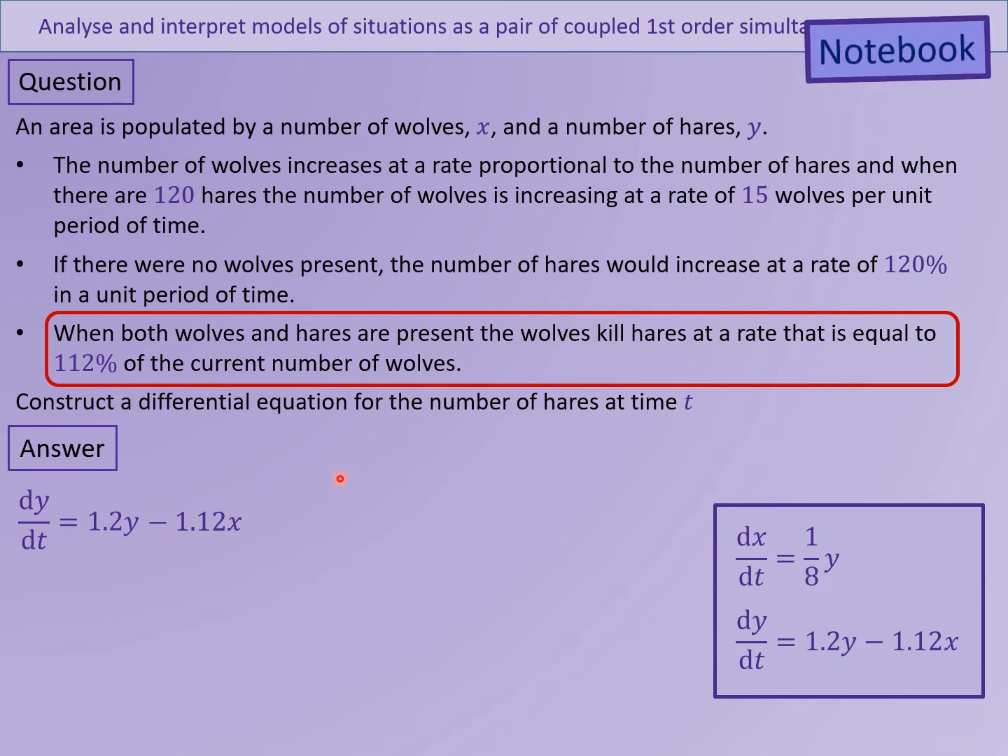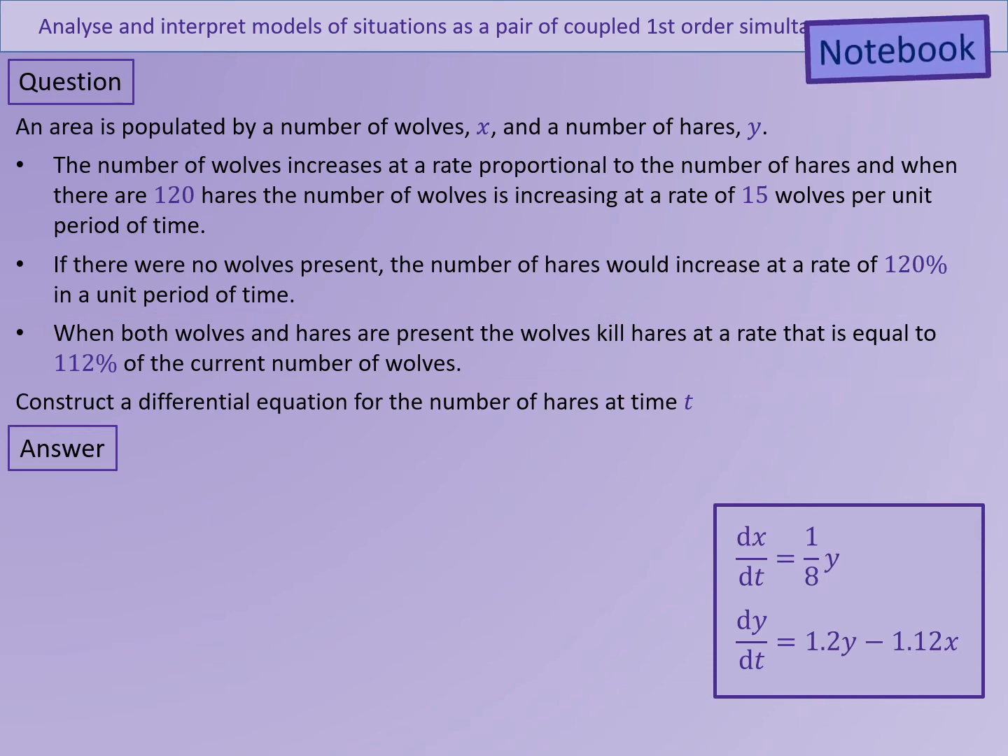Okay, this wants us to construct a differential equation for the number of hares at a time t. So I need to rearrange it and get my y value. You might be tempted to look at that top equation and think, oh, that's really easy to work with. I could just differentiate both sides, take a y value and substitute in there, work out dy over dt and substitute it in there. And therefore I could easily calculate dx over dt.